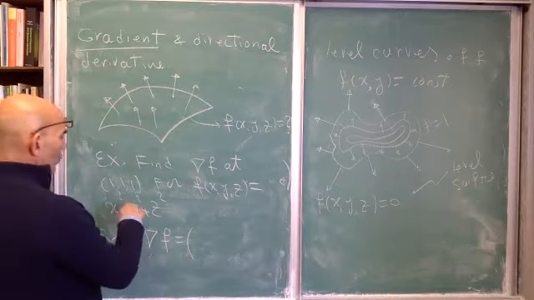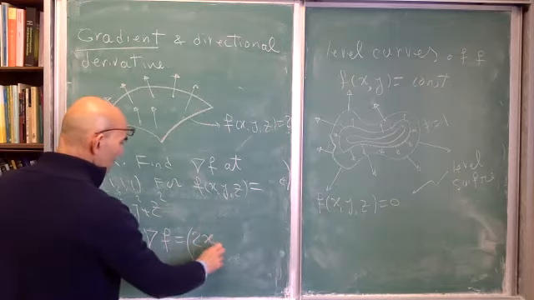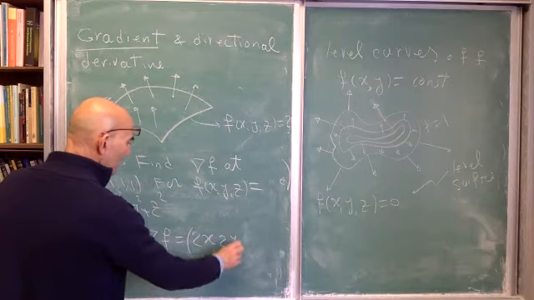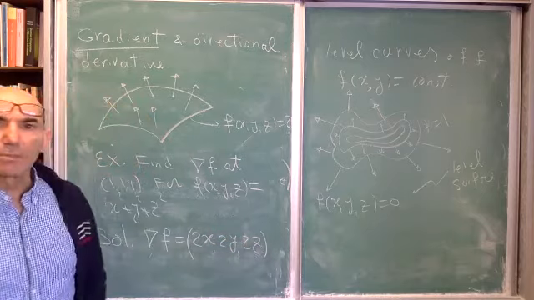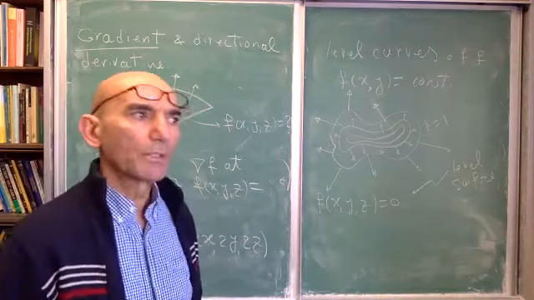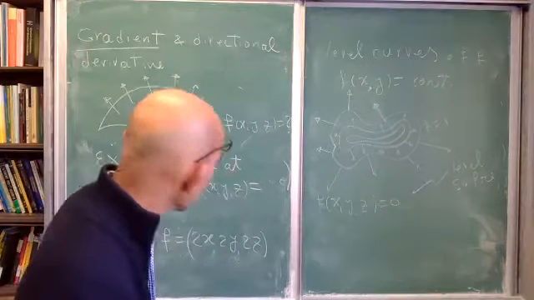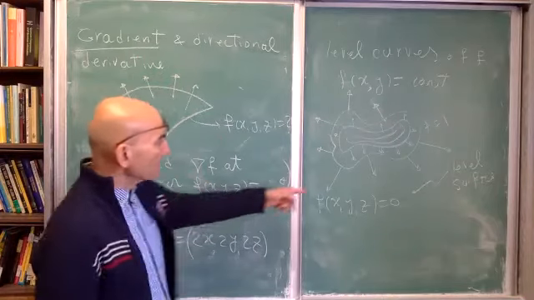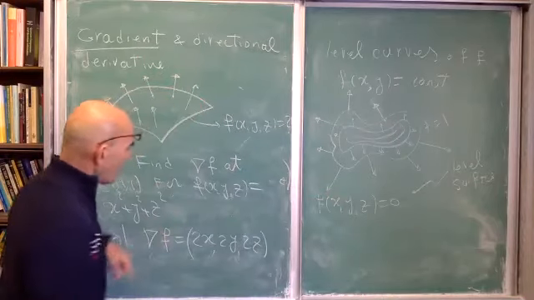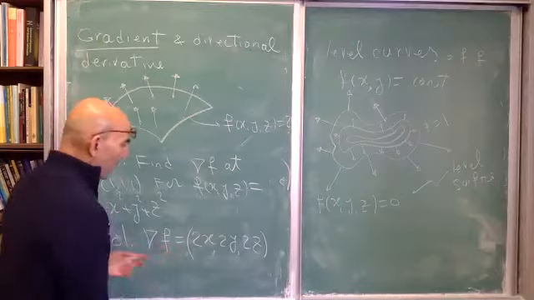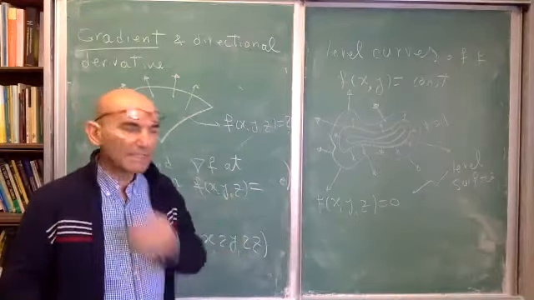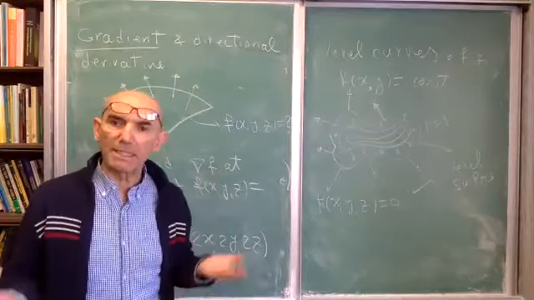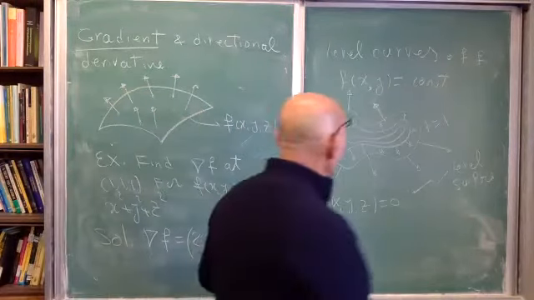It's equal to 2x, 2y, 2z, right? Gradient is very simple. By this rule, we know that the gradient should be orthogonal to the level surface. And let's see if this is actually the case here or not.